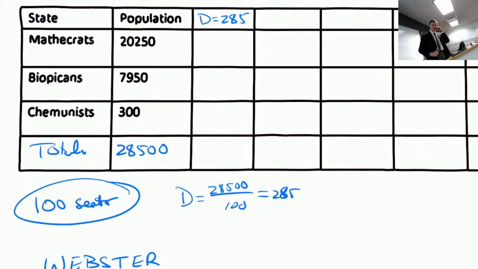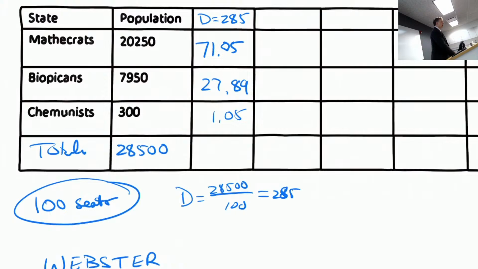So let's actually try this. I'll do this on my calculator, although I suppose we can have the computer do it, but let's go ahead and do this using the calculator. 250 divided by 285 is 71.05. Let's see, 7950 divided by 285 is 27.89. And then 300 divided by 285 is 1.05.